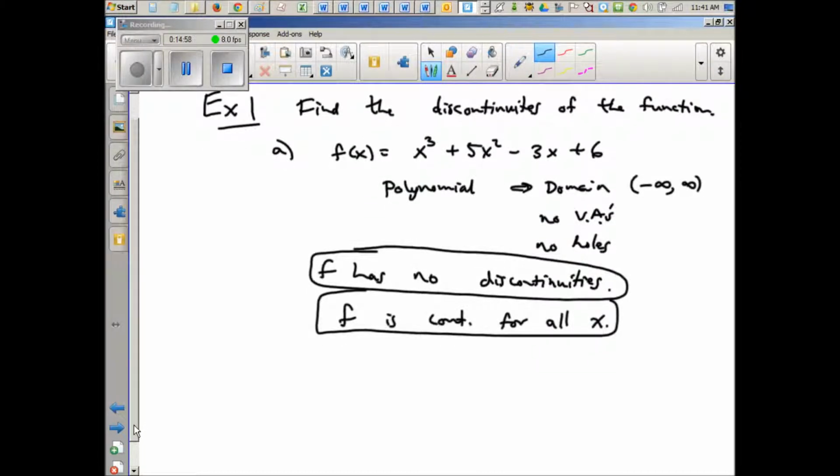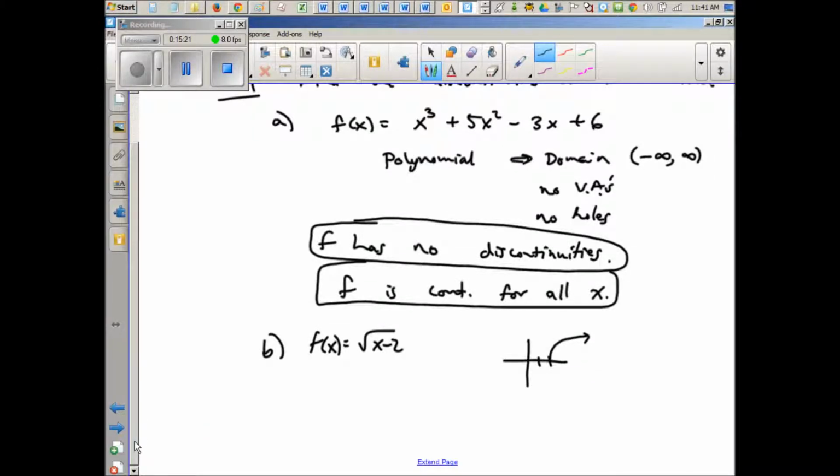Okay, part B. Square root of x minus 2. This graph is a right-shifted rad graph. You should know this graph anyway. I wouldn't say its domain is all real numbers. Would you? Okay, so I think there are discontinuities.